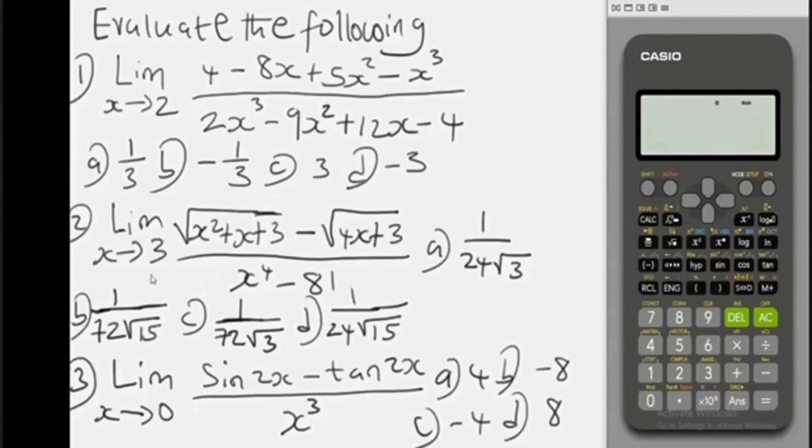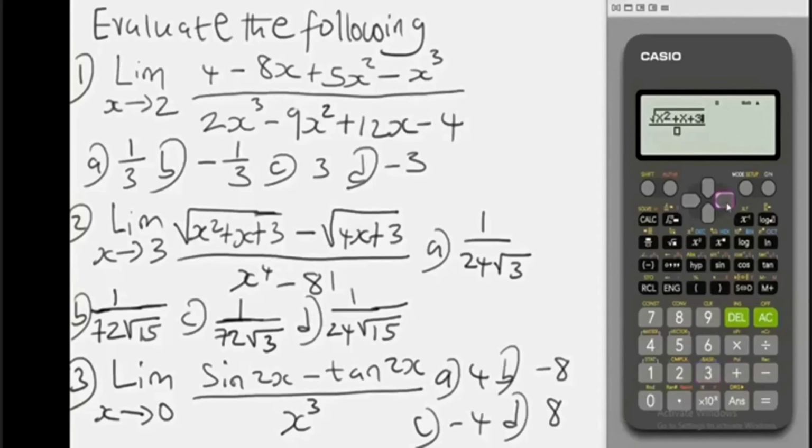This time our limit is tending to 3. So you add 3 plus 0.001. Then store this output: shift, store, x. The value has been stored. Now let's use it to simplify the function. For the numerator, we have square root of x square plus x, plus 3.